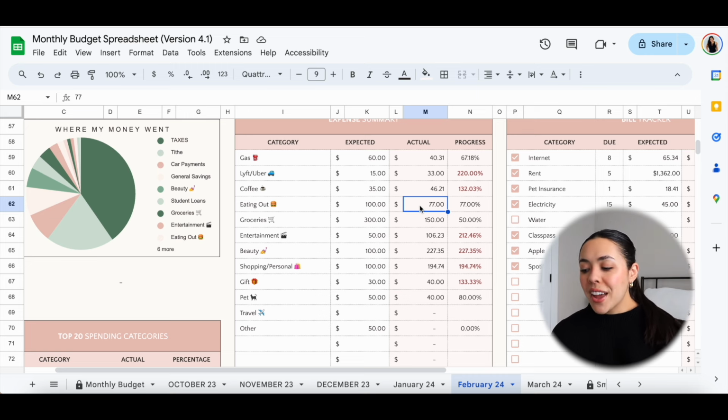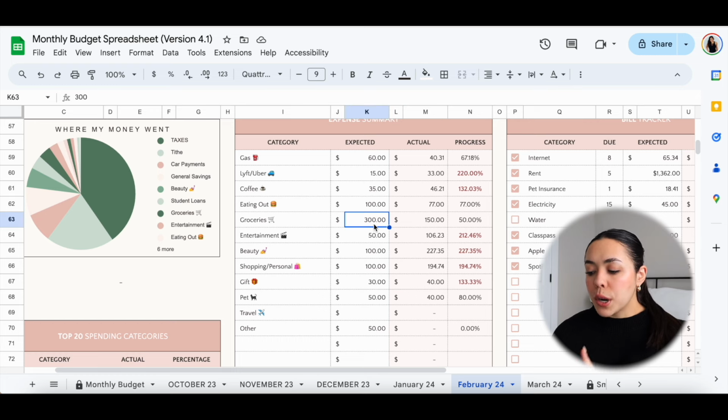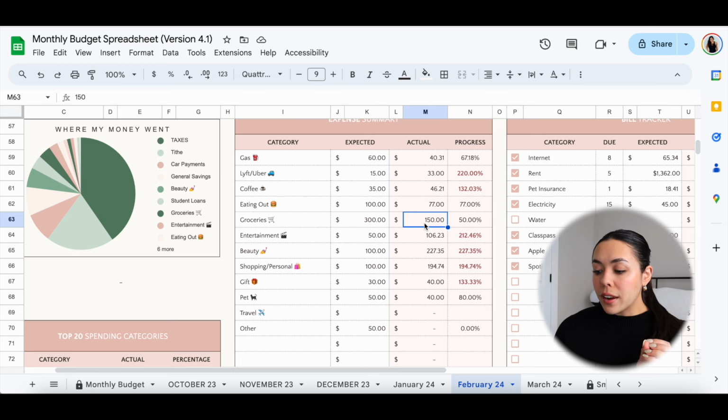Okay, moving on though. Groceries, I was also kind of shocked. I budgeted $300. And I spent $150, so pretty good for this month. It was also a short month.